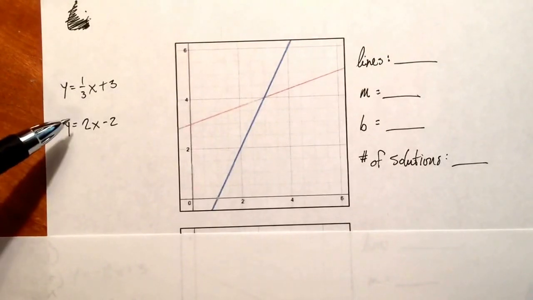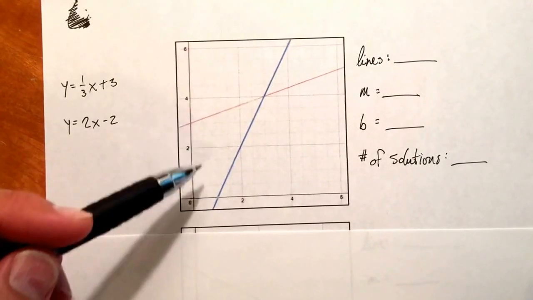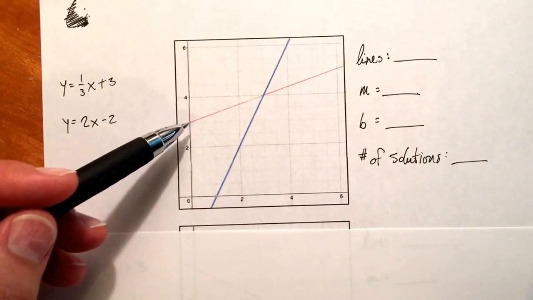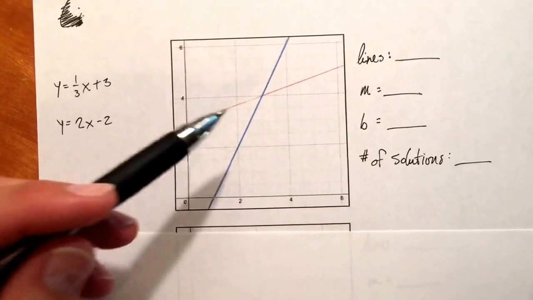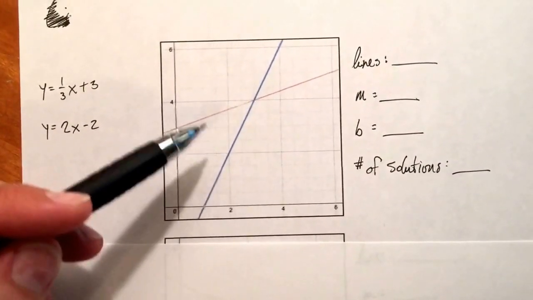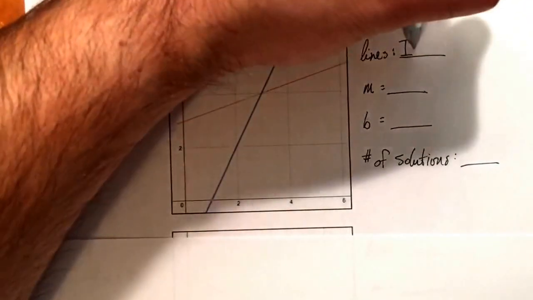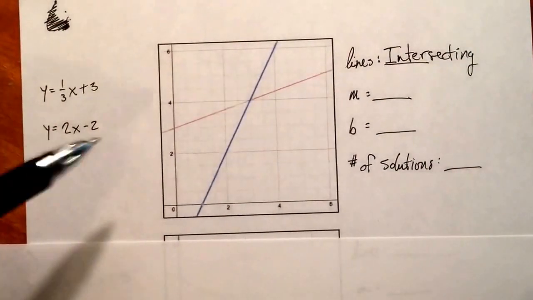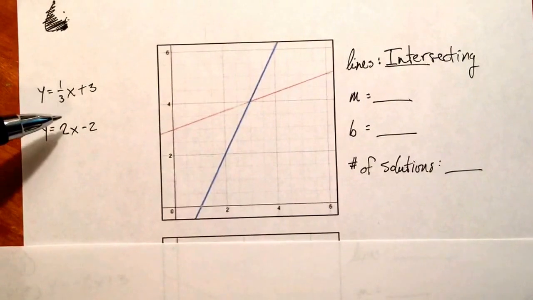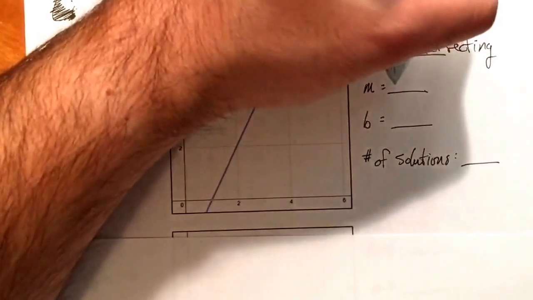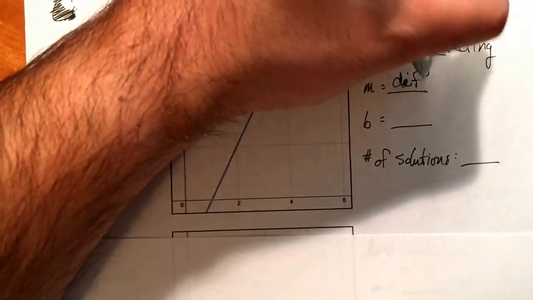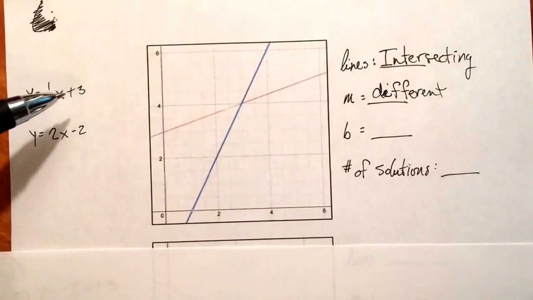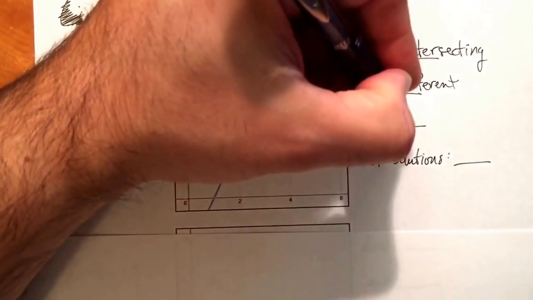So here we have the two equations: 2x minus 2, which has a y-intercept of negative 2, and 1/3 x plus 3, with a y-intercept of 3 and a slope of 1/3. Now what is happening to these two lines? These two lines are intersecting. And when they intersect, look at the slopes. These slopes are different, so our m is different. Let's look at the y-intercepts. Positive 3, negative 2, those are different.